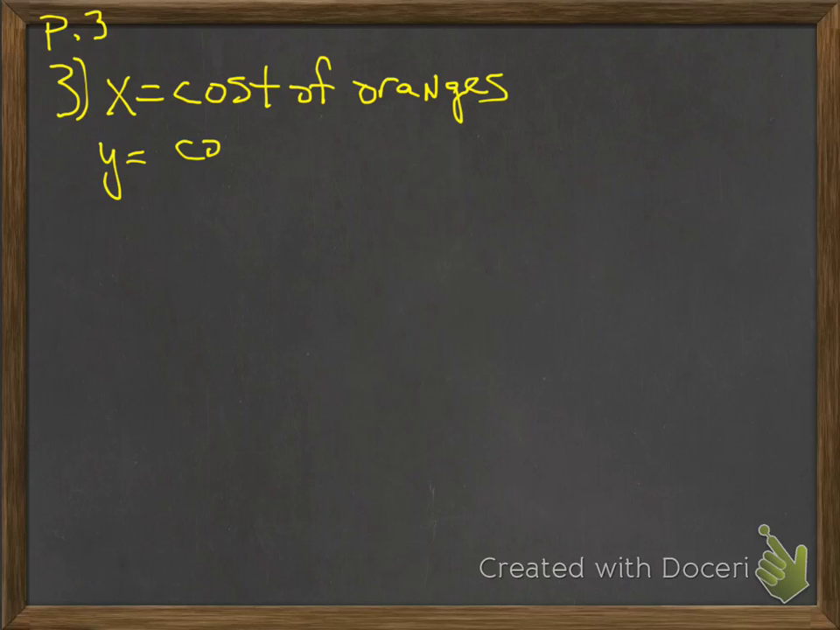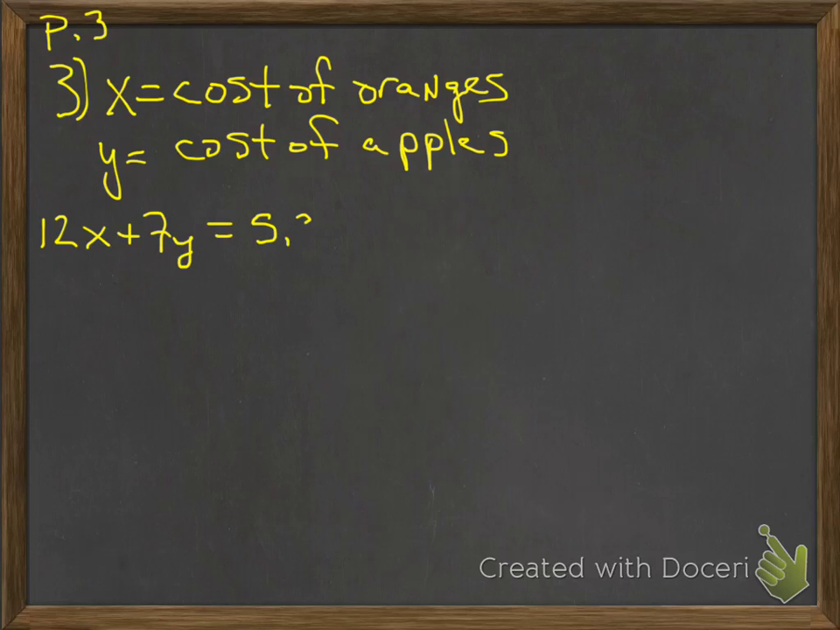Okay, so what I'm saying here is that X is going to be the cost of oranges, because that's mentioned first, and Y is going to be the cost of apples. And obviously this would break it down to each individual one, but you can kind of go from there. Anyways, according to this, 12x plus 7y is equal to 536. And then 8x plus 5y is equal to 368.